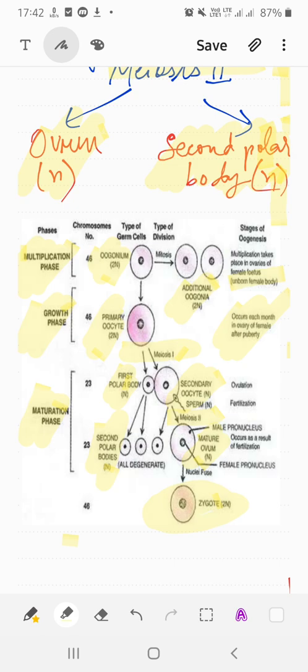That is known as your menstrual phase in the female when no fertilization takes place. Is it clear? So be very careful about this.